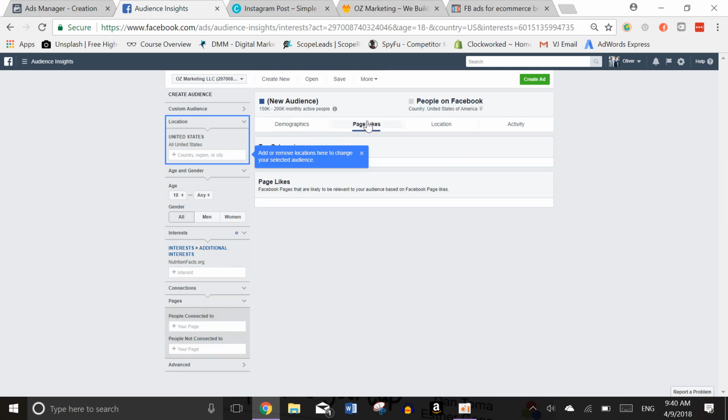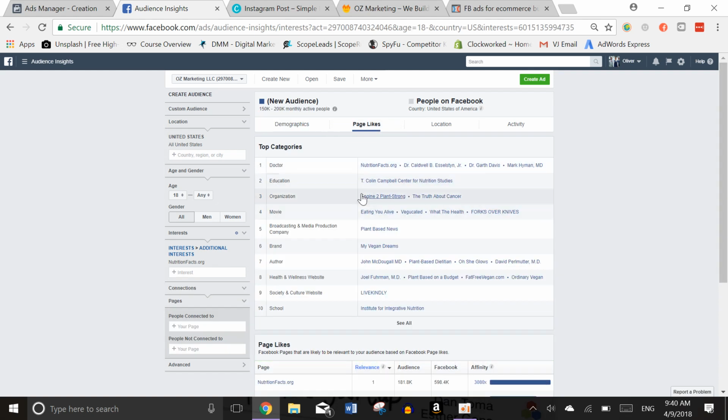Next, you want to click directly onto page likes. Remove this little guy. And here you have the top 10 related likes. So that means everyone who's liked nutritionfacts.org, most people like these in majority. So you want to see the related categories. Are they related to veganism? Are they related to the topic of nutritionfacts.org, which is a vegan website, a vegan promoting website?